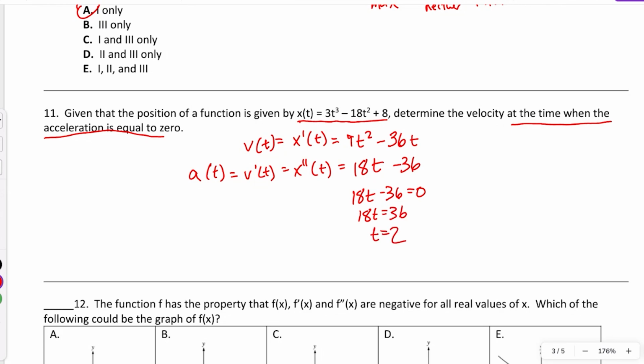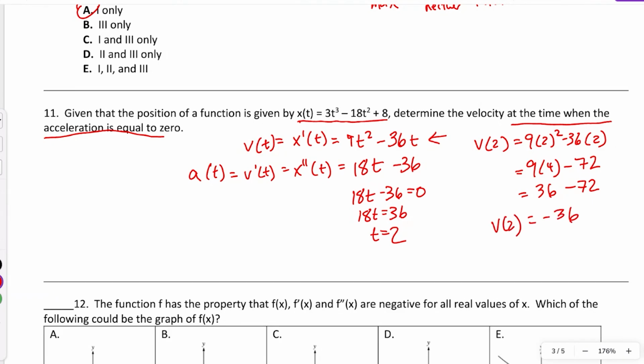So this is the time that we're interested in. It says determine the velocity at that time. So we have our velocity equation right here. So v of 2 is going to be 9 times 2 squared minus 36 times 2. So I get 9 times 4 minus 36 times 2, which would be 72. 9 times 4 is 36. So we have 36 minus 72, which is negative 36. So that's going to be our answer. The velocity is going to be negative 36.